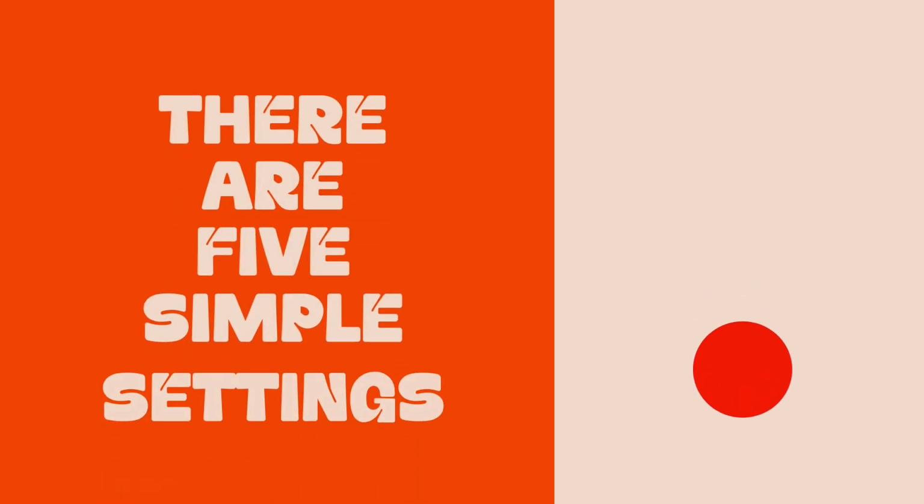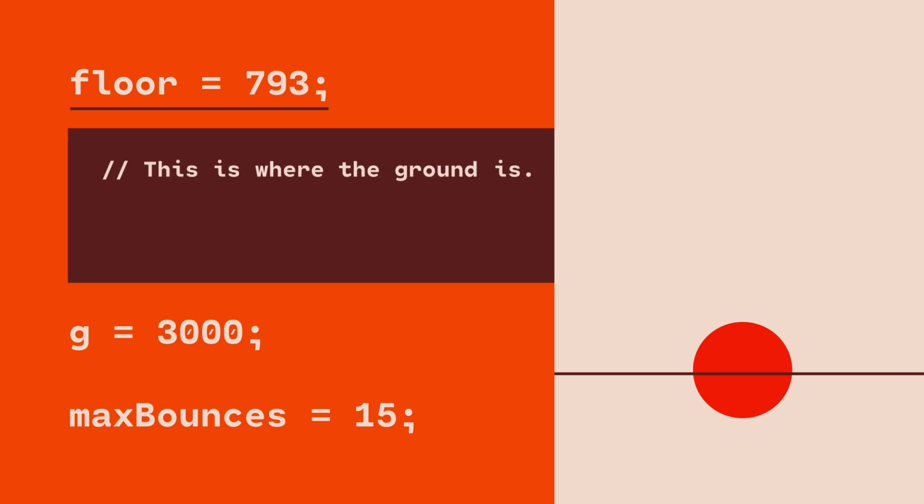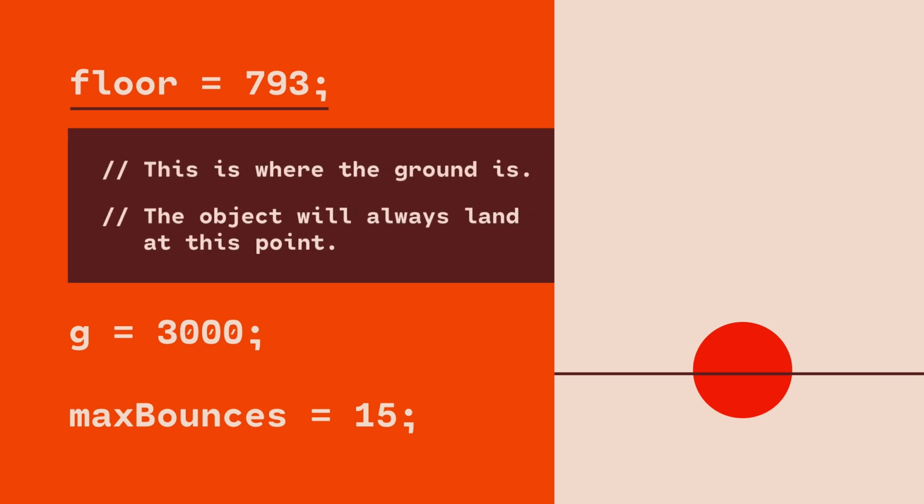There are 5 simple settings you need to understand in the code. First, floor. This is where the ground is. The object will always land at this point.